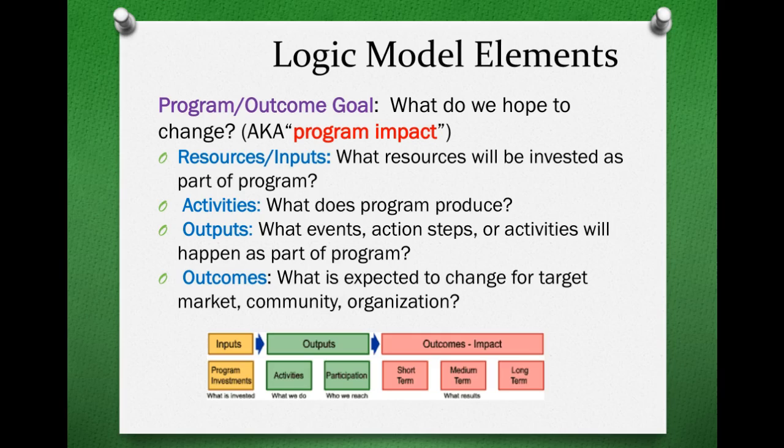Outputs are events, actions, steps, or activities. So outputs, again, are directly related to activities. They say how long we do something, how often we do something, and they usually can be easily measured. And then outcomes are what we expect to change for the target market, community, or organization. For us, the outcomes are what we expect in terms of change for us.